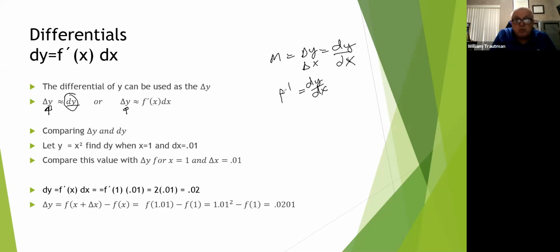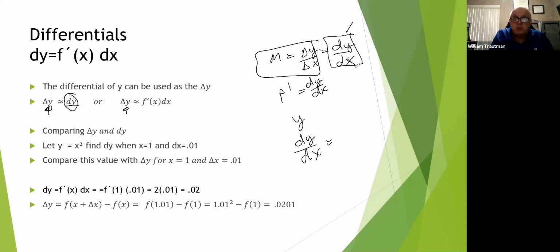So that's why when we have y, we take the derivative, we change it to the derivative of y with respect to x. This is slope, the change in y over the change in x. We can also write it as dy dx. Once again, slope, change in y, dy, change in x, dx.